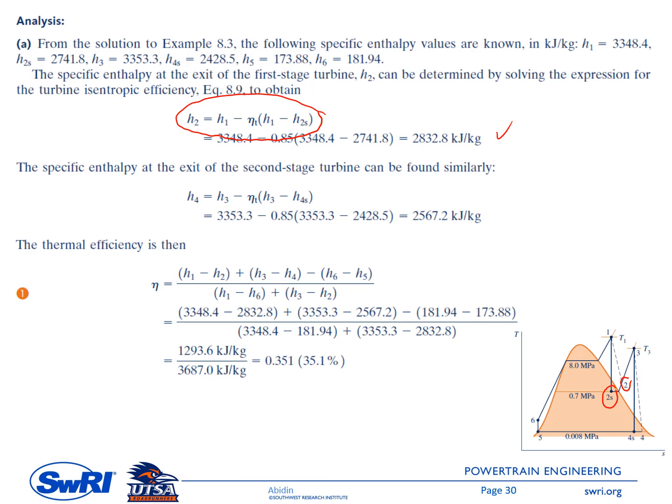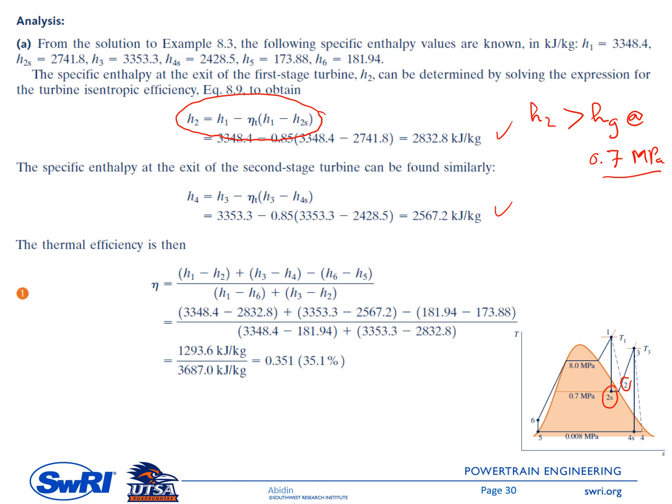And similarly, you can calculate h4. If you want to know the exact location of point 2 and point 4, for sure you need to check with the values of saturated liquid and saturated vapor at the corresponding pressure. For example, in this case, we know that point 2 is outside the dome, and h2 is higher than hg at 0.7 megapascal. So you can check it in table A-3.